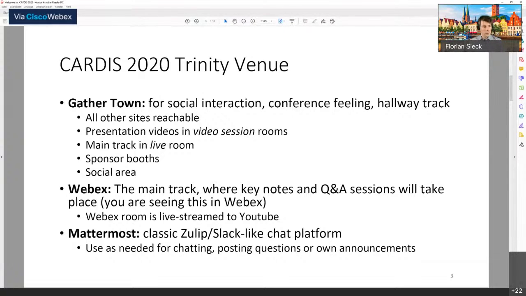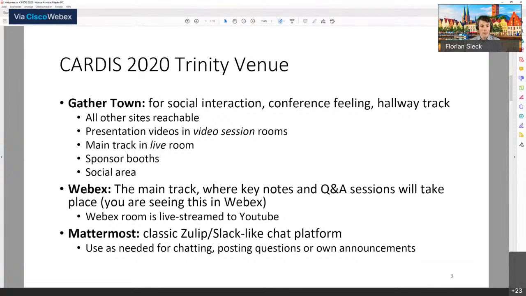The second tool, the one that is giving us trouble right now, is WebEx, which is usually a very reliable tool, where we will host the main track. We will have the keynotes here in a few moments, and the Q&A sessions and everything else. It's also live streamed to YouTube. So I hope, at least for the ones who didn't make it into the room, they can enjoy it via YouTube.